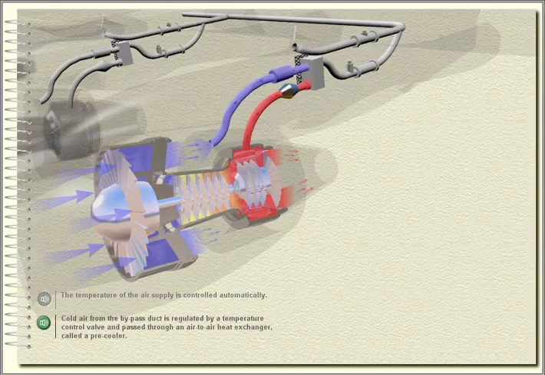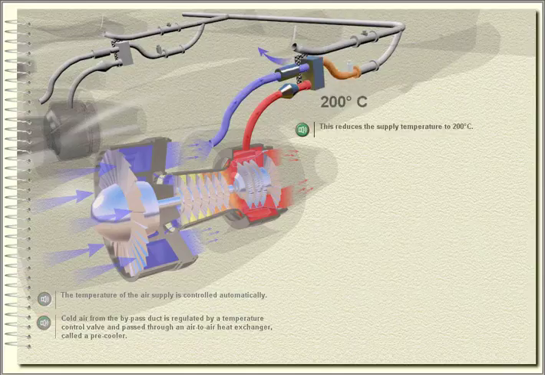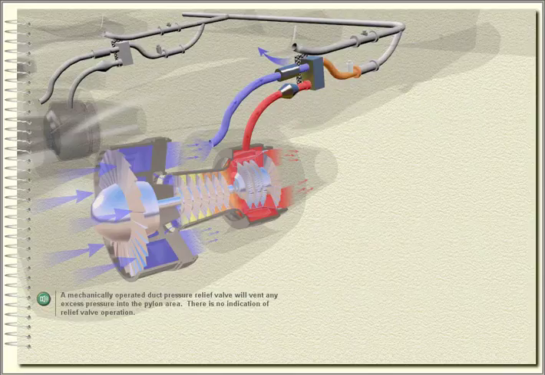Cold air from the bypass duct is regulated by a temperature control valve and passed through an air-to-air heat exchanger called a pre-cooler. This reduces the supply temperature to 200 degrees Celsius.